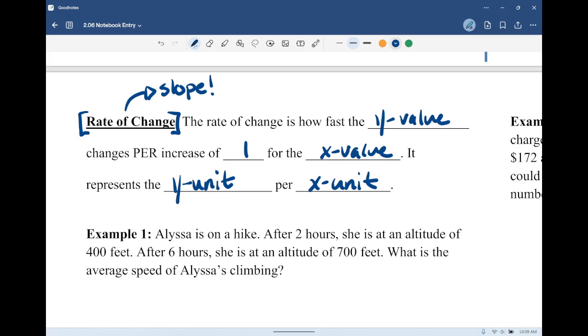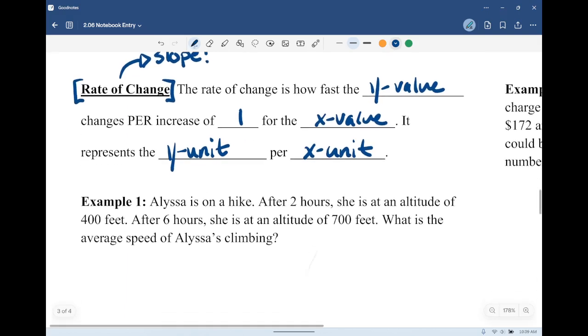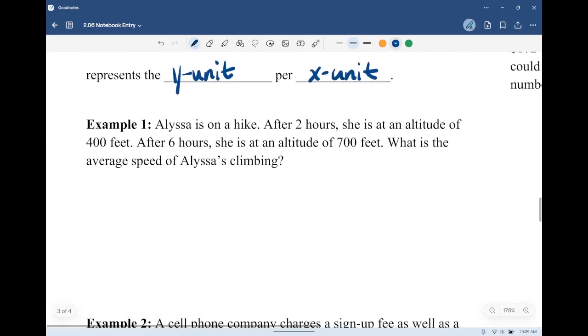Miles per hour. Gallons per mile. It's always the same setup. And so, let's take a look at example 1 knowing this.